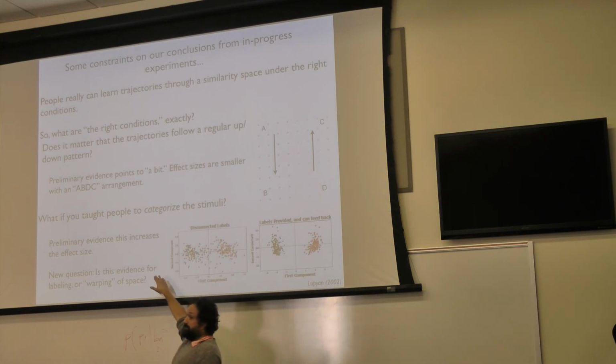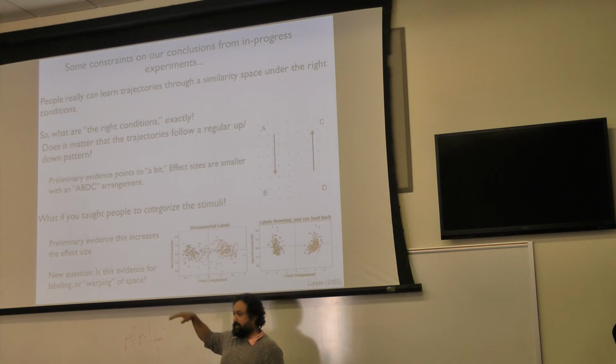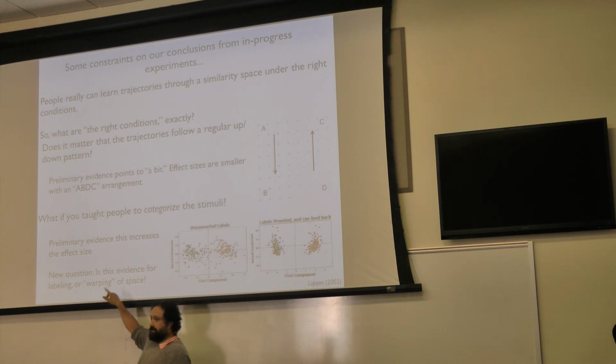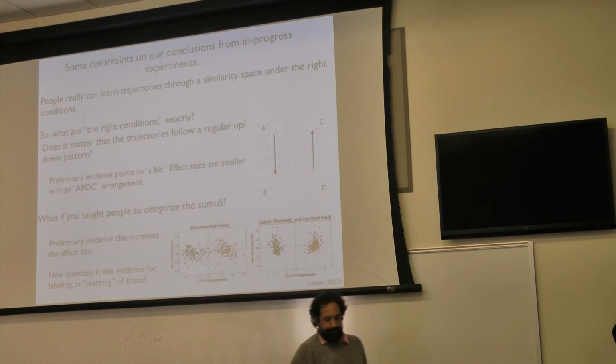And in fact, it increases the effect size. Which leads to another question: is it that you implicitly gave people labels, so now they can do this other learning thing? Or is it that you've warped the similarity space by training them on categorization? That's something that bears further work.